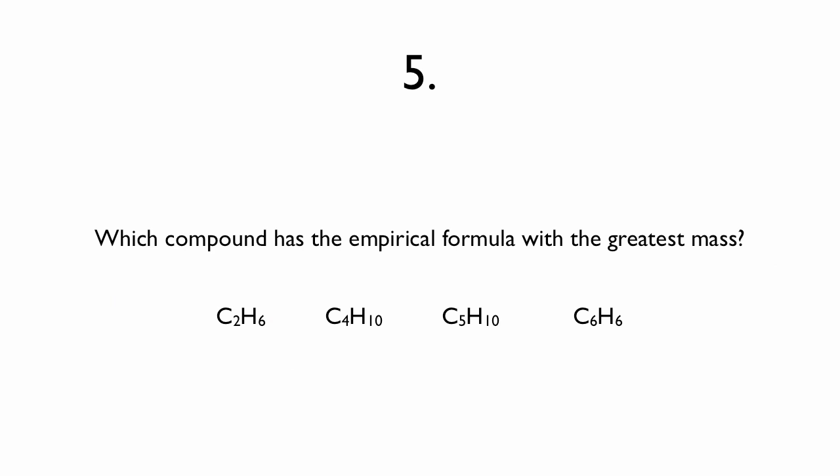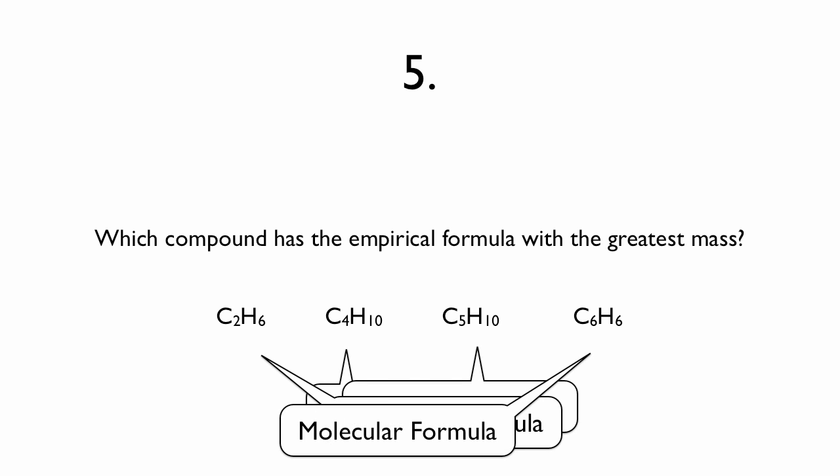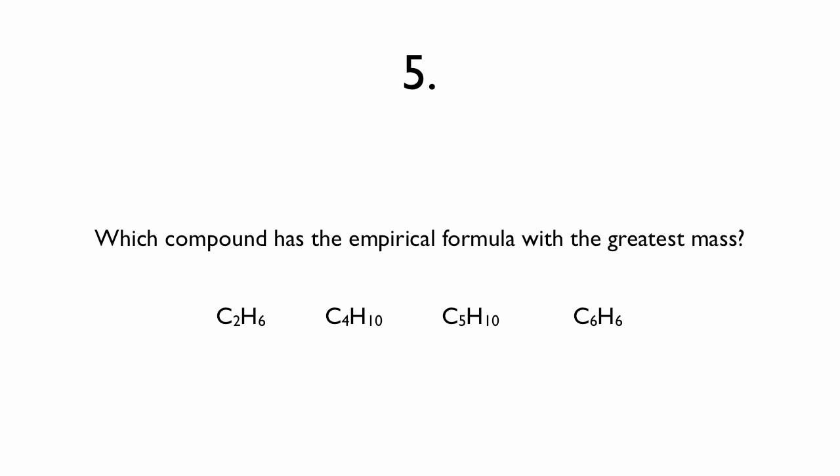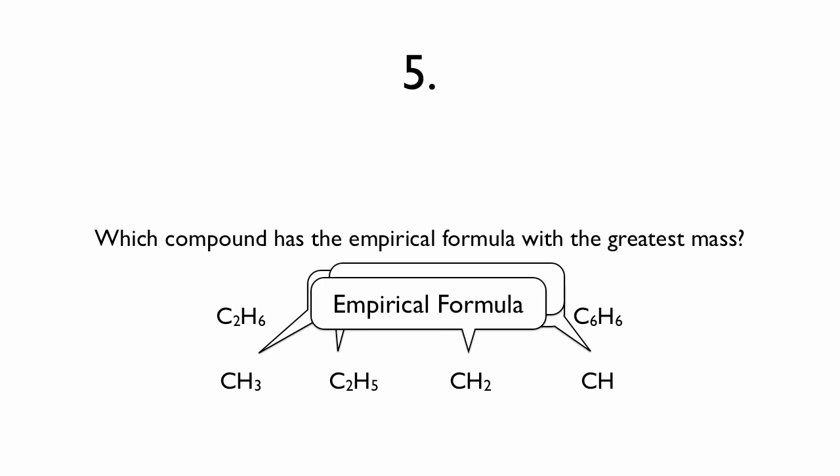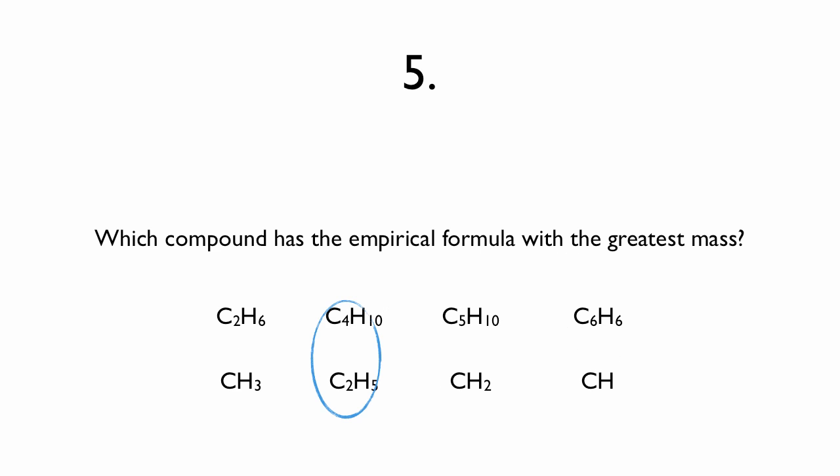Number 5. Which compound has the empirical formula with the greatest mass? Well, first up, we need to realize that these formulas, as we've known them, are molecular formulas. These tell us the exact number of the various atoms inside a molecule, whereas these are what we call empirical formulas. They're the mathematically reduced portions of the molecular formula. So C2H6 reduces to CH3, C4H10 reduces to C2H5, and so on and so on. These are the empirical formulas. Now obviously, C2H5 has the greatest.